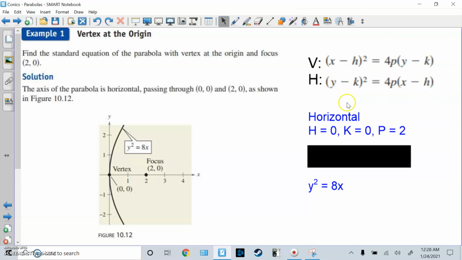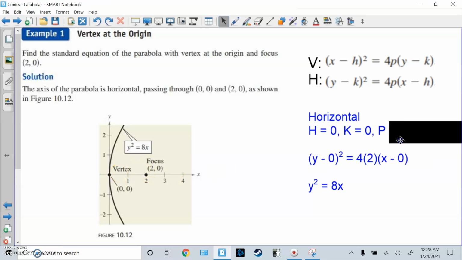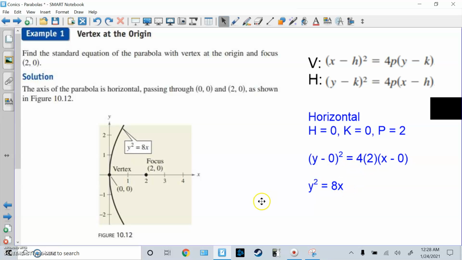Notice I put the vertical equation and the horizontal equation here. We know the vertex, so h is 0 and k is 0, and we know p. How far is it from the vertex to the focus? It's 2 spots: 2 minus 0 is 2. So I filled in (y minus 0) squared equals 4 times 2 times (x minus 0). (y minus 0) squared is y squared, and 4 times 2 is 8, times x is 8x. That's the answer. So if you graph this, you'll get this graph.